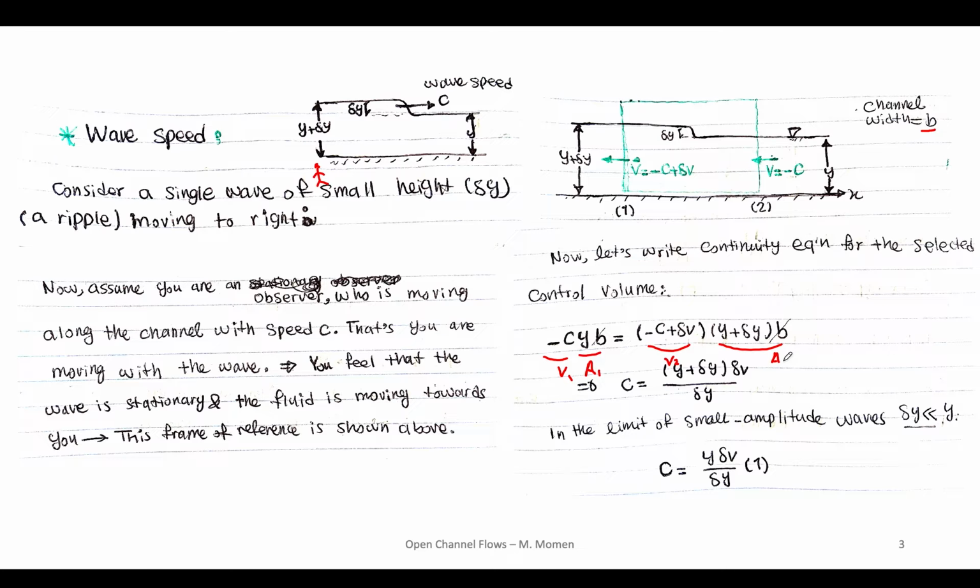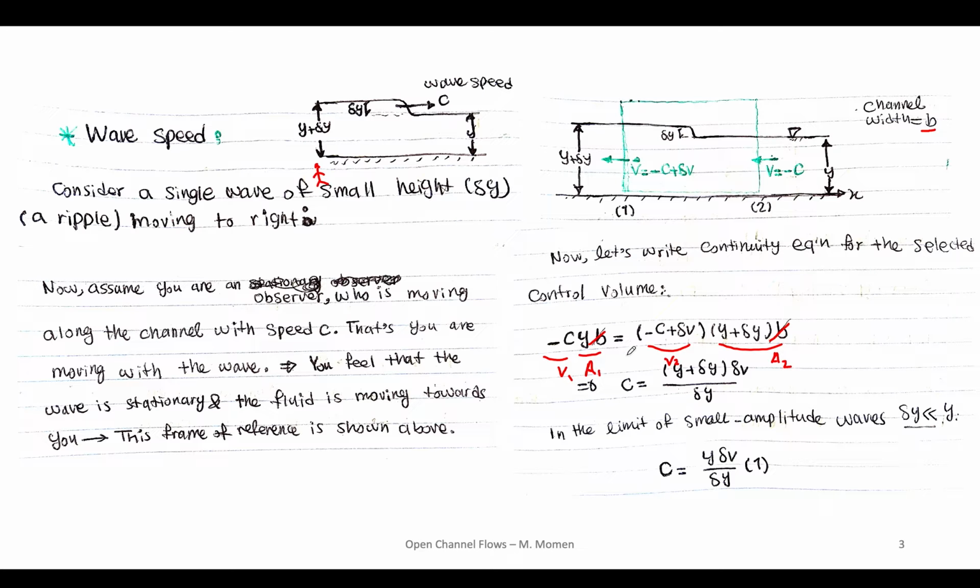So this is the continuity equation for this system, and if you simplify that, this b is going to cancel with this b, and then you are left with this equation. So you will get c equals y plus delta y multiplied by delta v over delta y. This is the relationship you get for c based on delta y, delta v, and y.